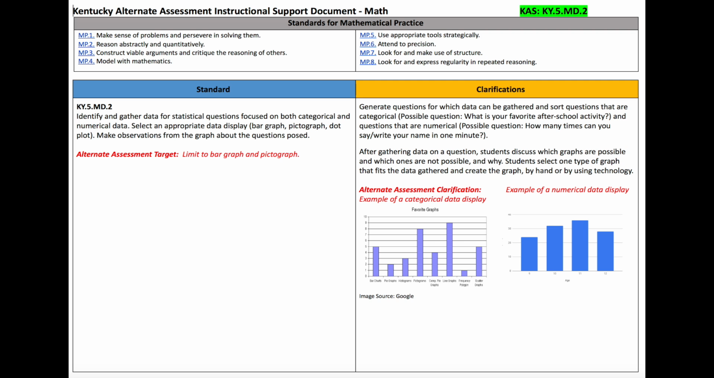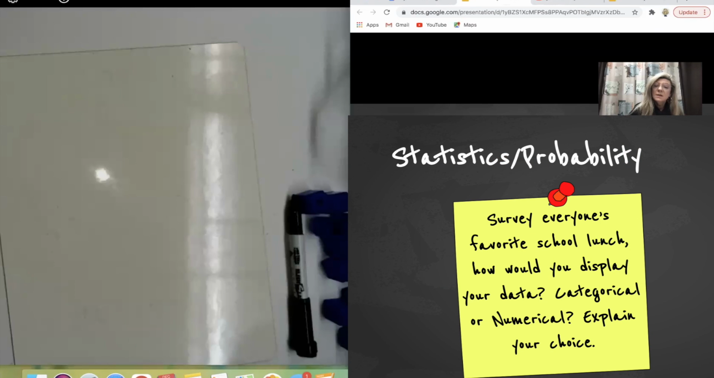Okay, so let's go back to our problem type, or sample rather. So here's something maybe you could ask the kids to do. Survey everyone's favorite school lunch. So after they survey that, how would you display your data? Would it be categorical or numerical?